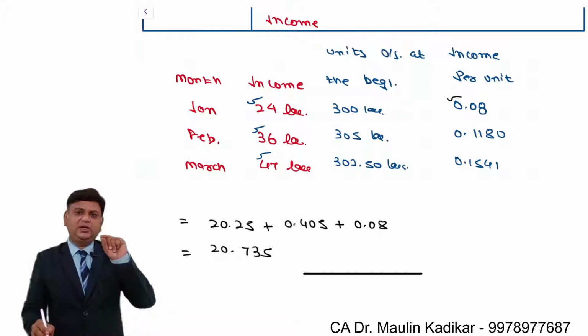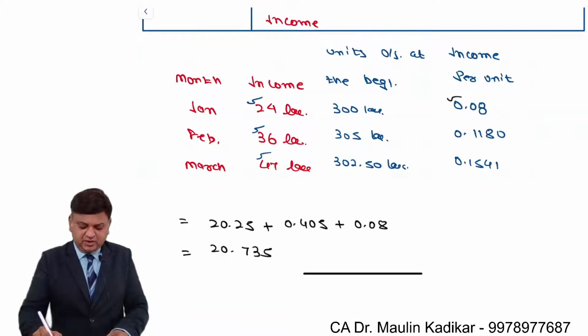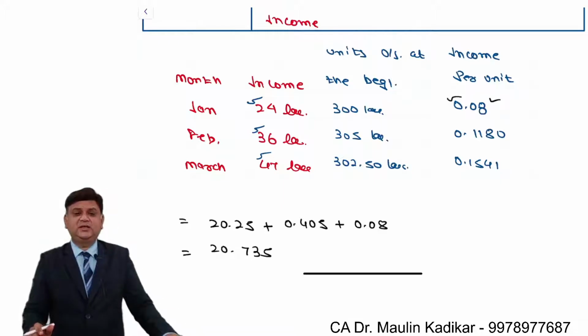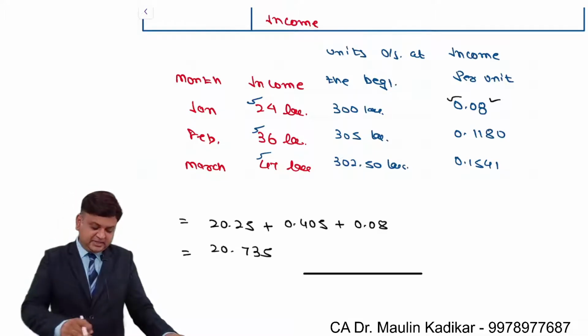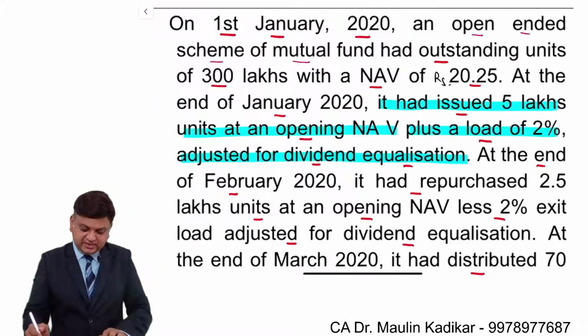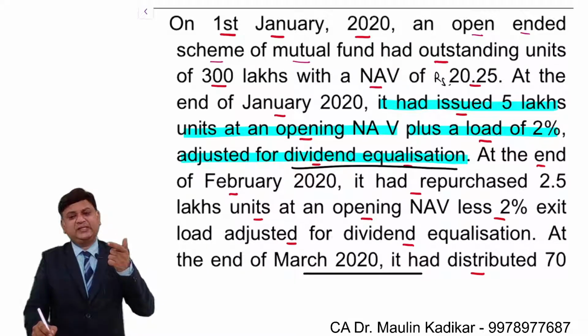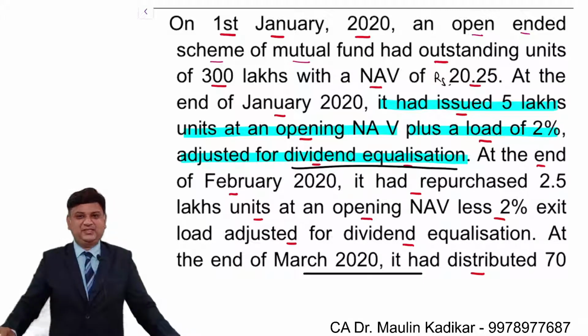Friends, importantly over here we understand the word dividend equalization stands for the income on a per unit basis, which is required to be adjusted at the time of issue or at the time of redemption. That is the way we are required to understand the effect of dividend equalization. Even though the word dividend equalization is given, it speaks about the income on per unit basis.